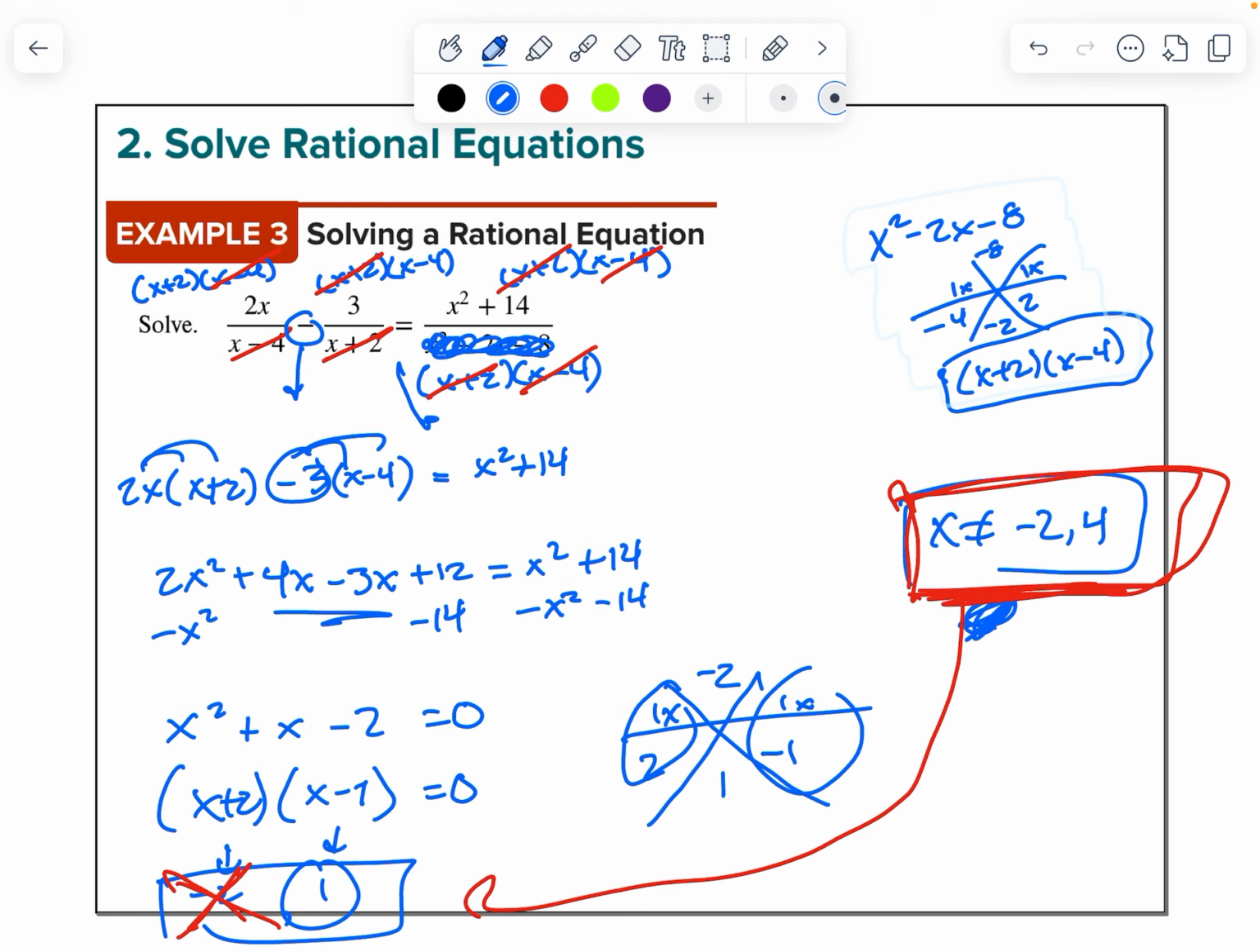As always, you can go back to the original equation, back before you changed anything. Sub in a 1, which is our solution. Check it and make sure that it works.